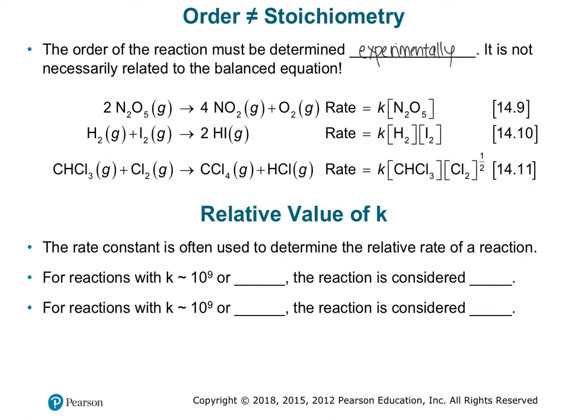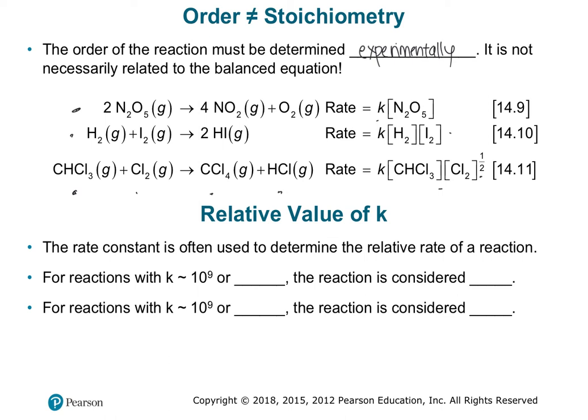So here I have this reaction of dinitrogen pentaoxide. The rate law that was determined experimentally has it being first order. Here I have hydrogen and iodine reacting to form hydrogen iodide, and that is first order with both. And then here we have this carbon-hydrogen compound with chlorine, and chlorine reacting to form carbon tetrachloride and hydrogen chloride gas, and that is 1.5 order total. So those are fun.